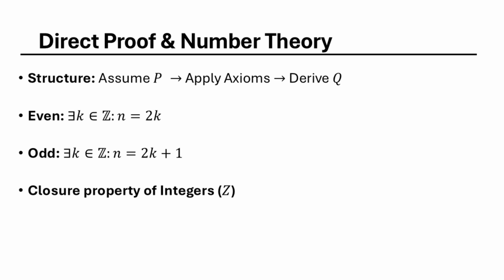A direct proof assumes the starting statement is true and applies these definitions and algebraic rules to reach the goal. This process relies on the closure property of integers, the fact that adding or multiplying integers always results in another integer. Sometimes a direct path is mathematically blocked. That is where the contrapositive comes in.